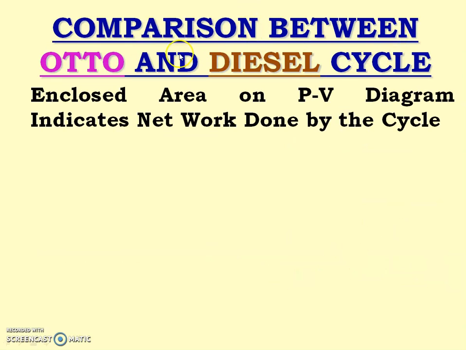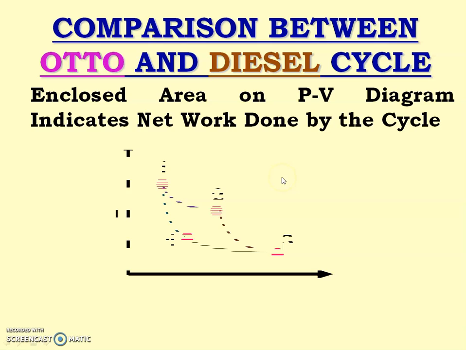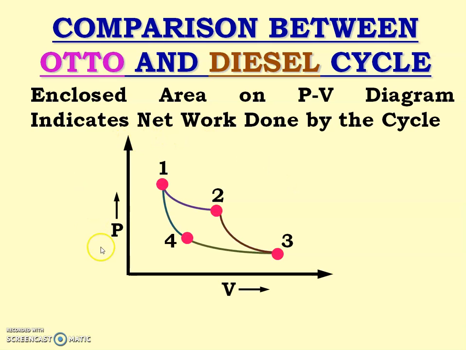Now comparison between Otto and diesel cycle. Before we compare, let us study two fundamentals. One is enclosed area on PV diagram indicates net work done by the cycle. So if this is a cycle, that is 1-2, 2-3, 3-4 and 4-1, then this enclosed area indicates the net work done by the cycle.